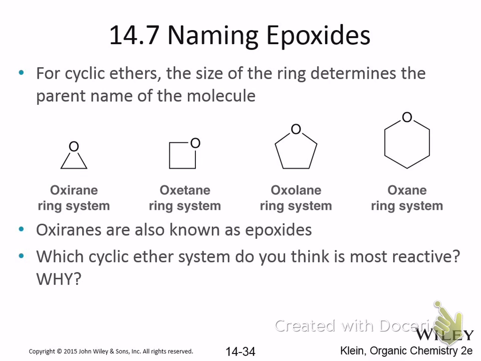Okay, so we talked about oxirane being a ring system. Like this is a 3-membered ring, like a cyclopropane, but with an oxygen in it. This is a cyclobutane with an oxygen, so it's oxetane, oxolane, and oxane. And really, I'm only showing you this slide because I think it's important that you know this compound.